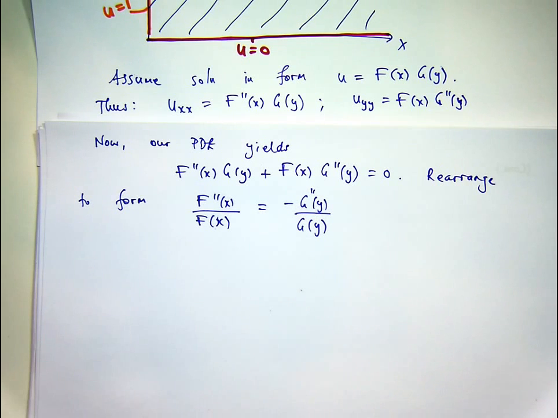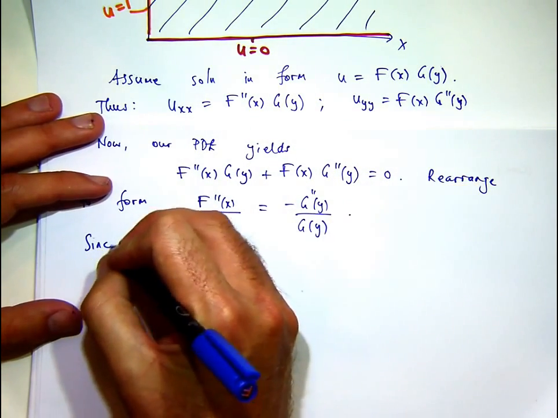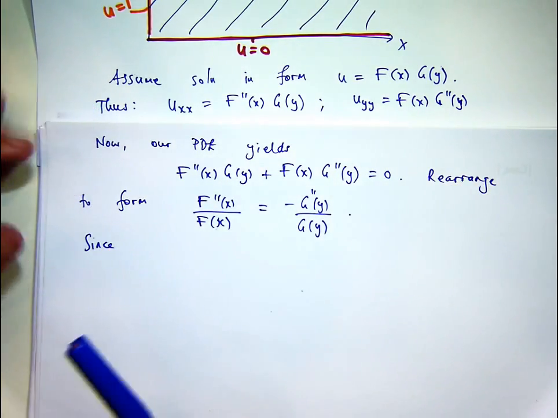On the right-hand side, I've got y's. So if I vary y, I would expect the right-hand side to vary. But that's equal to the left-hand side, and the left-hand side doesn't have any y's in it. So it can't vary. So the only way of explaining this is the following. These two things must be equal to a constant.